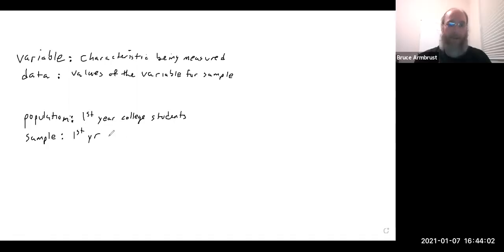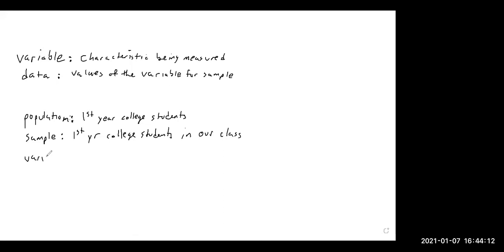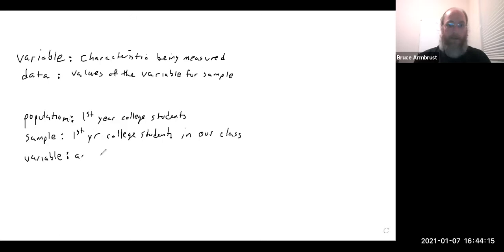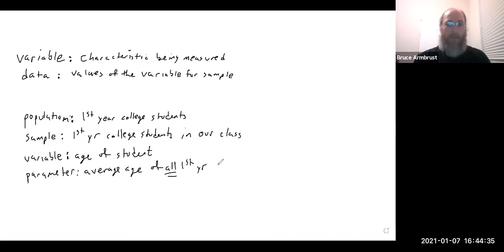Okay, so let me catch myself up here. First year college students in our class was our sample. So the variable was just the age of the student. And so the parameter, this would be the average age of all first year students. Okay, because again, remember the parameter is a number. It's the number that we're looking for. That's a property of the population. So in this case, it would be of all first year students.